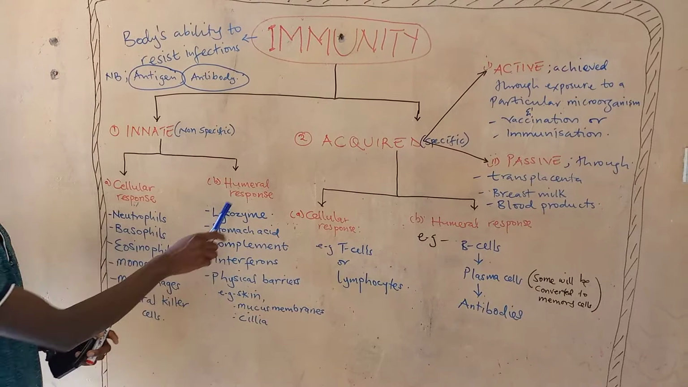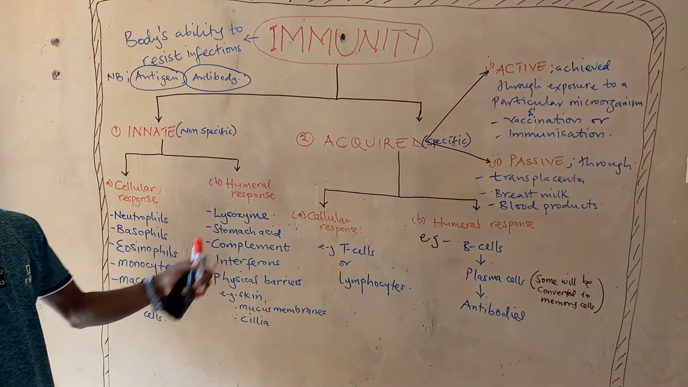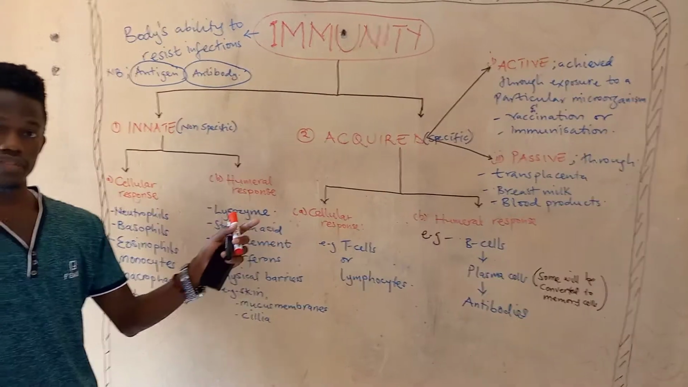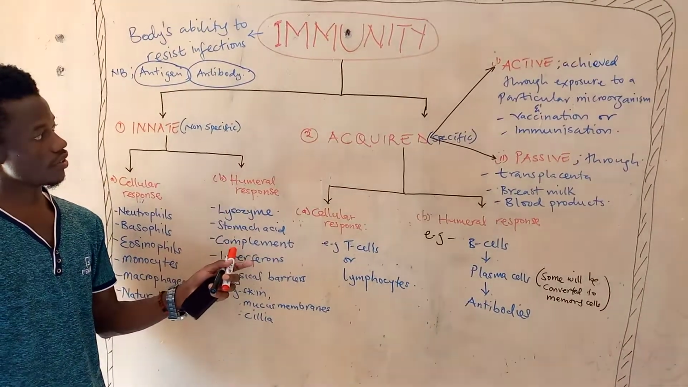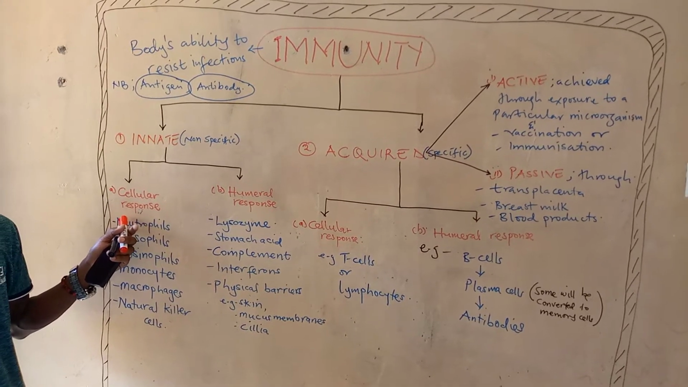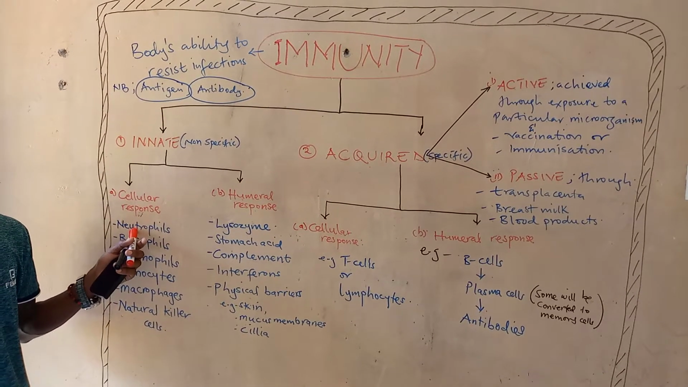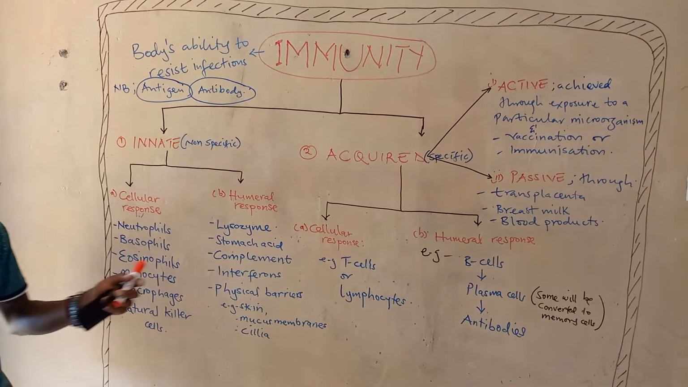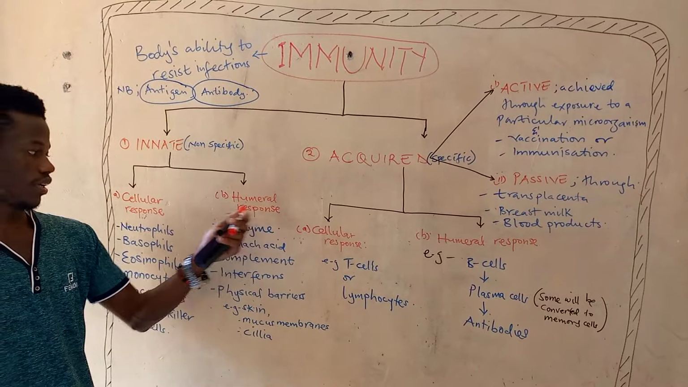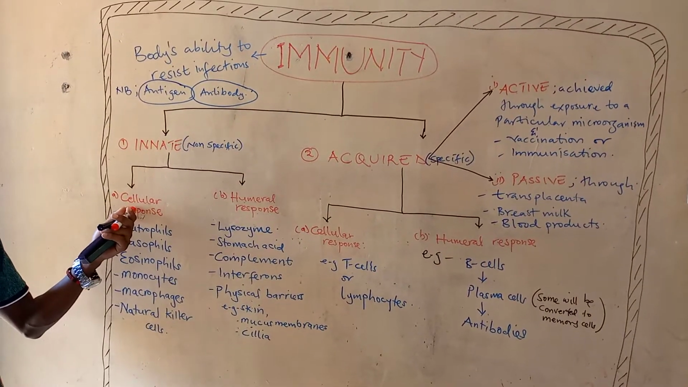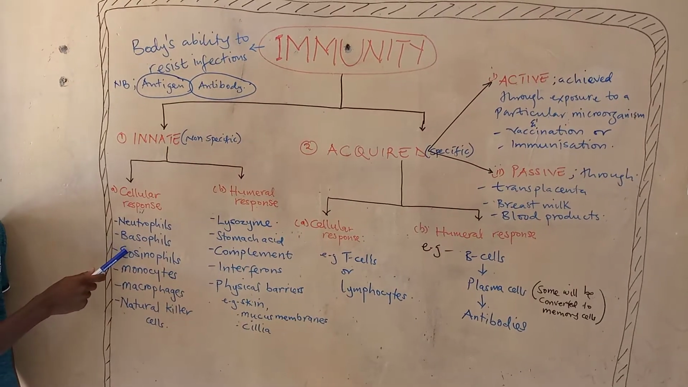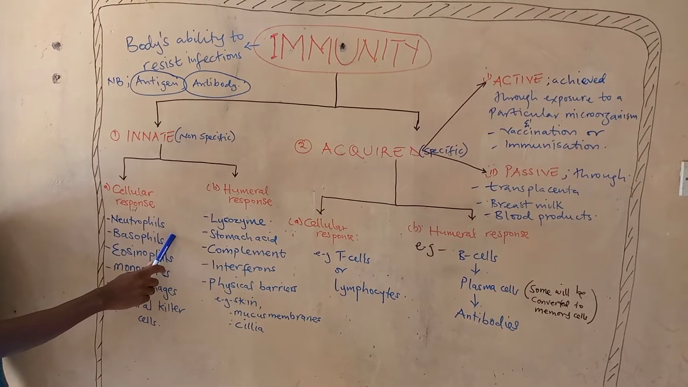Then we talk about humoral. These are body responses towards foreign particles which do not involve the cells themselves acting against given pathogens, antigens or foreign bodies. So we call it humoral response. The cell is not involved. Here, the cell itself is involved. And the examples we see here tell us we have neutrophils.